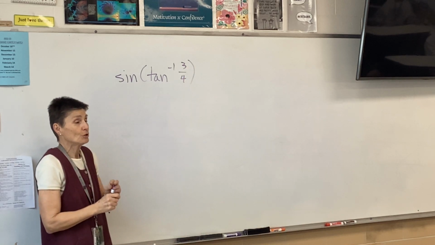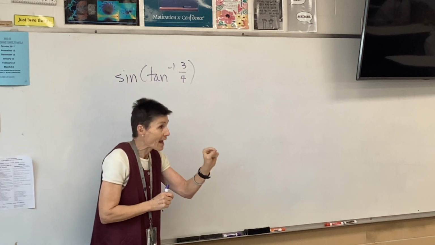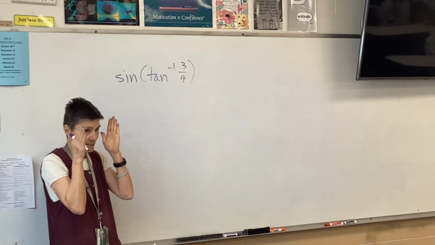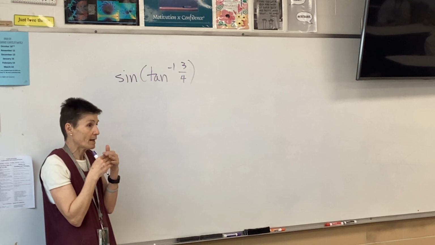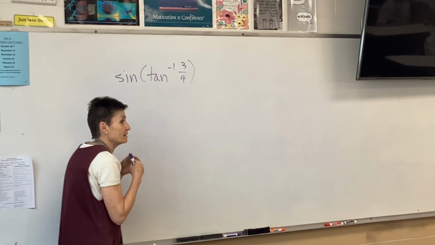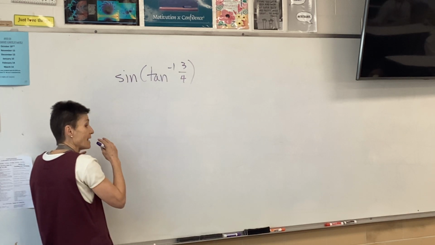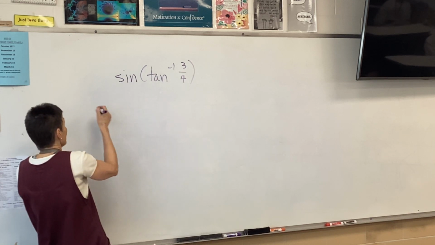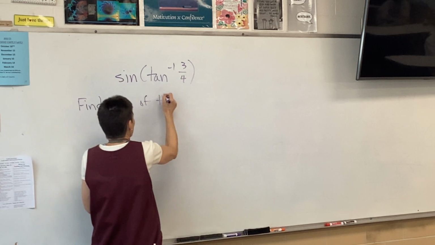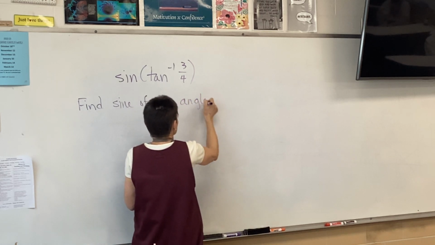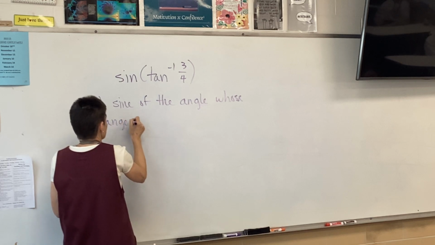My calculator could do this problem, but the directions say find the exact value. And anytime that word exact is there, that means we're doing it by hand, okay? So we're gonna do this problem by hand. For this first problem, I'm gonna write out what this says. This literally says, find the sine of the angle whose tangent is 3/4.